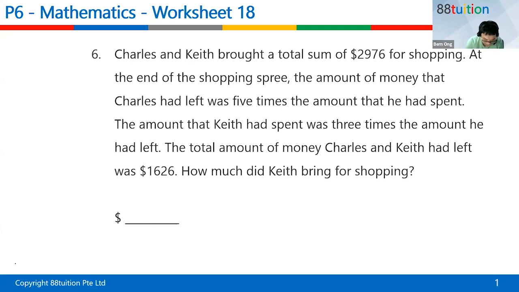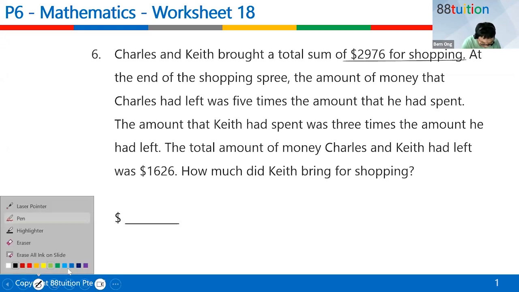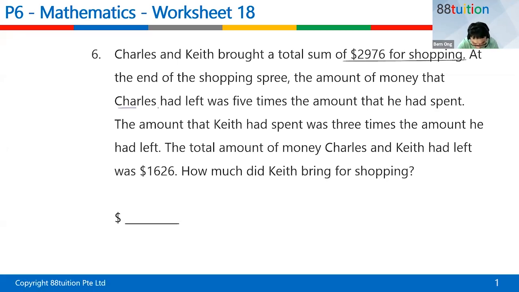All right, so we have Charles and Keith who bought a total sum of this amount for shopping. Wow, so rich. At the end of the shopping spree, the amount of money that Charles had left was 5 times the amount that he had spent. Can you see? So this is the first clue. Charles had left 5 times the amount he had spent. So we are just talking about Charles alone. What he had left was 5 times.